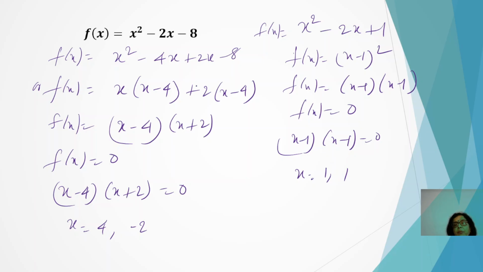So, in a quadratic polynomial, we can have at most two zeros, and if both the zeros are the same, they can both be positive, they can both be negative, or one can be positive, one can be negative. So, at the most, this quadratic polynomial will have two zeros.